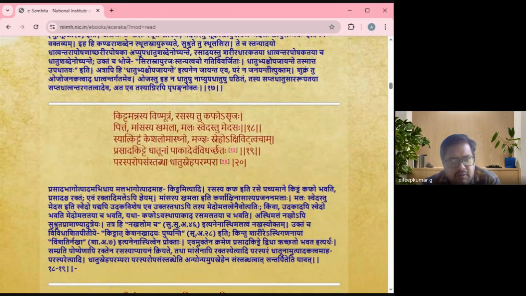Then Mala of Anna is Vit, Mutra. Mala of Rasa is Kapha. Mala of Asruja, Rakta, is Pitta. Mamsasya Malas are Khamala. Medasya Mala is Sveda. Asthi Mala is Kesha Loma. Majja Mala is Neha, Akshi, Tvacham.